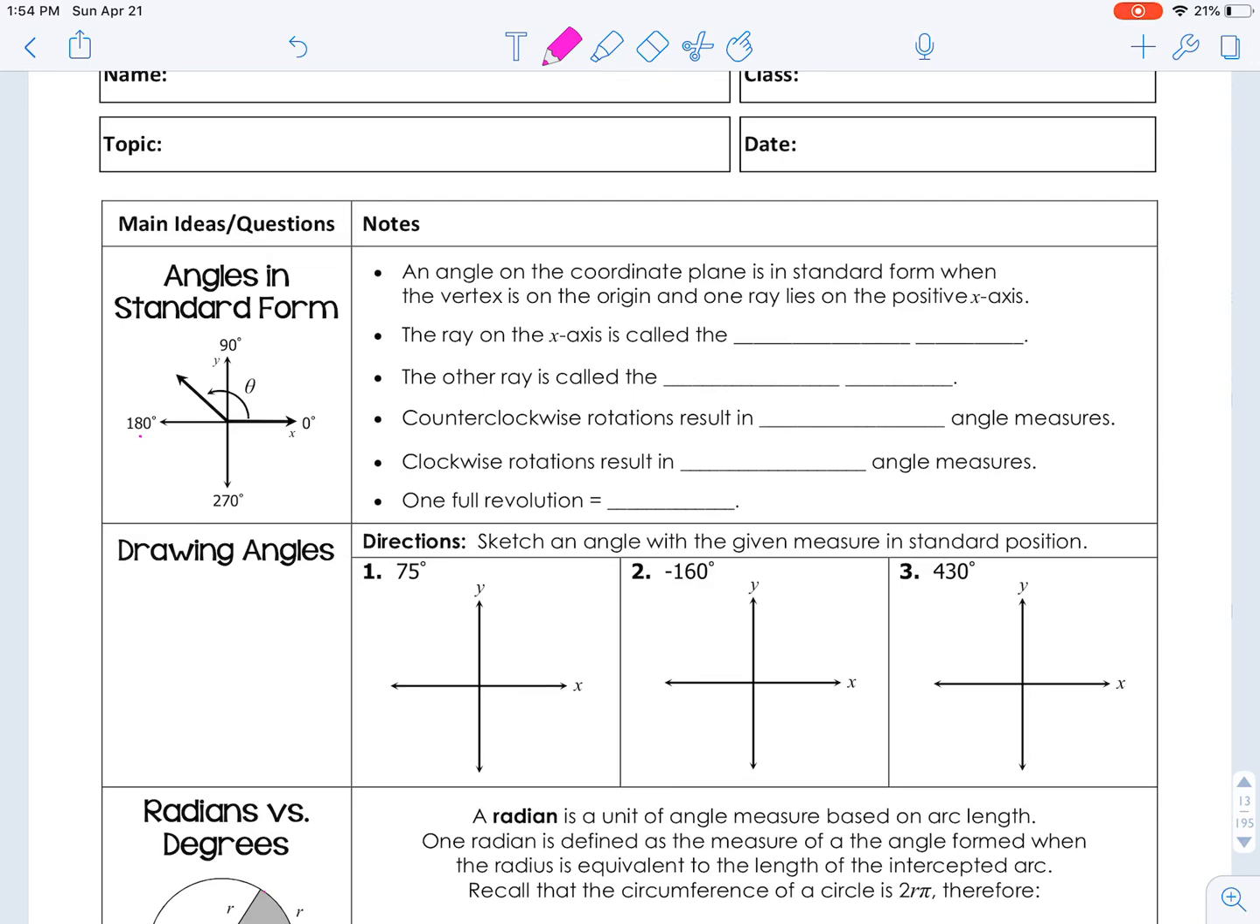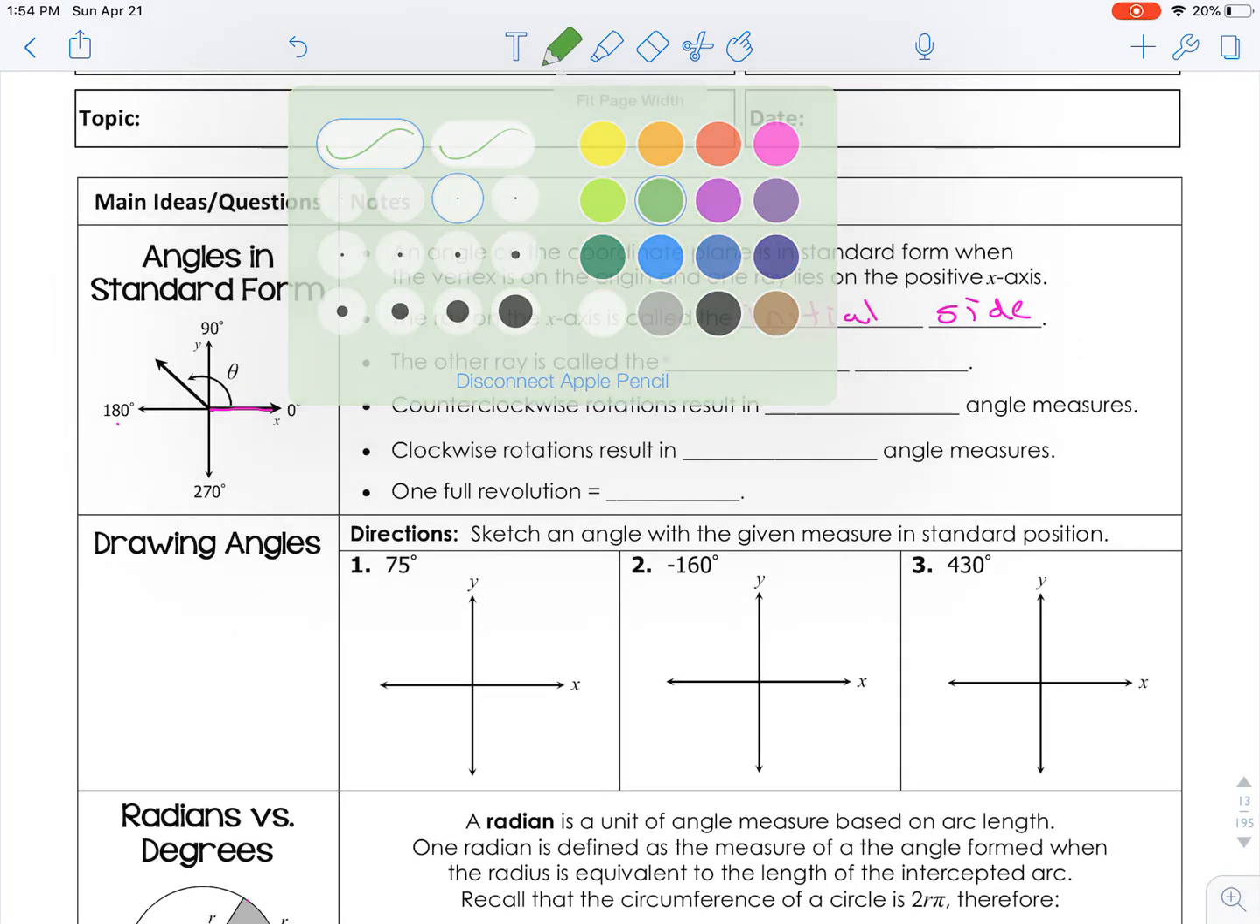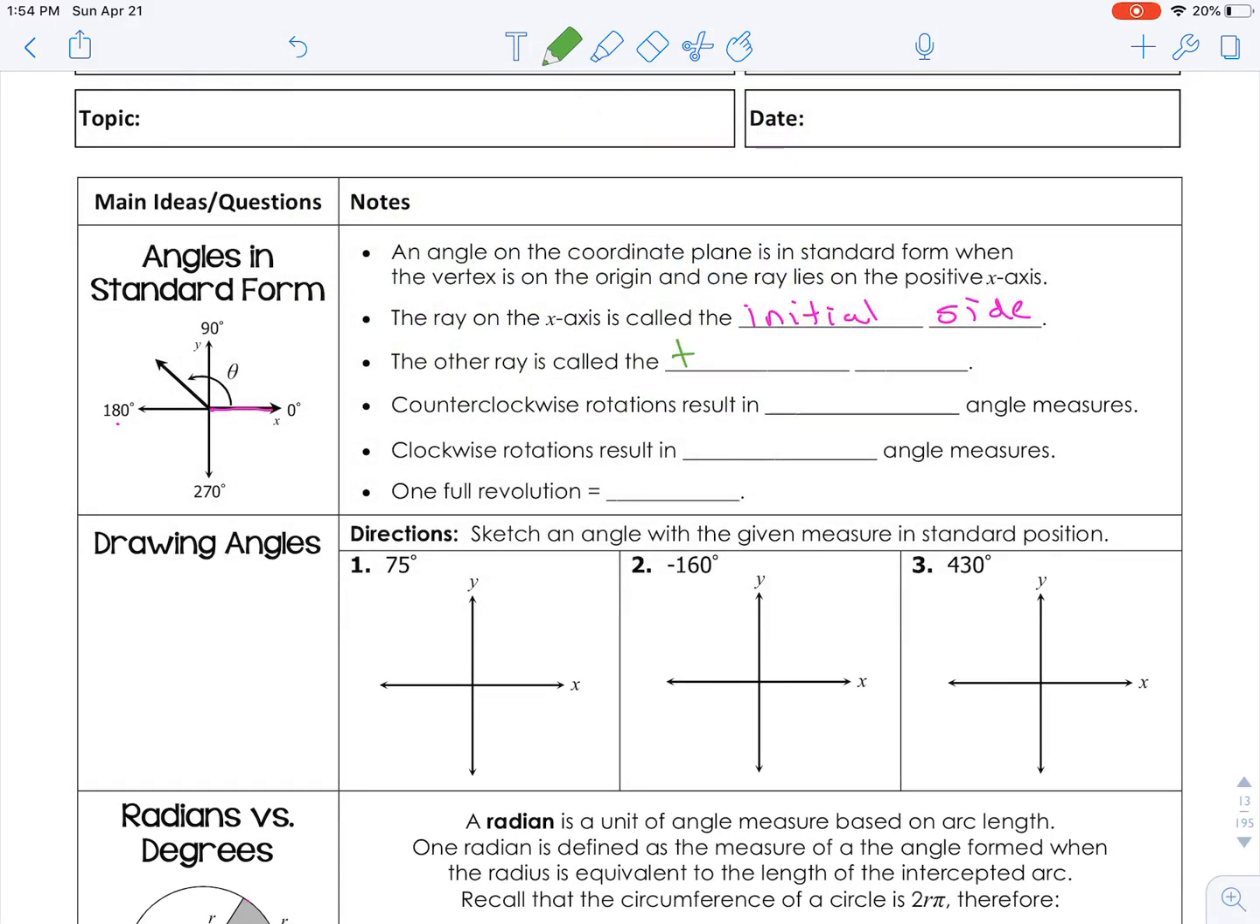So an angle on the coordinate plane is in standard form when the vertex is on the origin and one ray lies on the positive axis. The ray on the x-axis is called the initial side, and I'll label that in pink. The other ray is called the terminal side, which I will label in green.